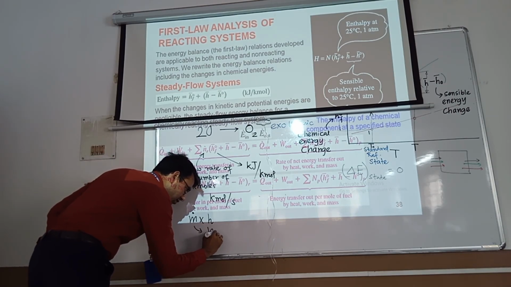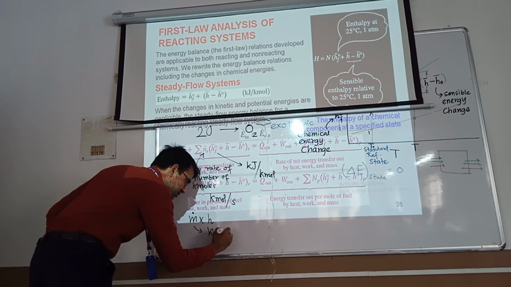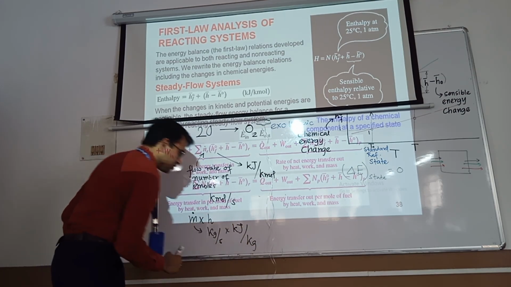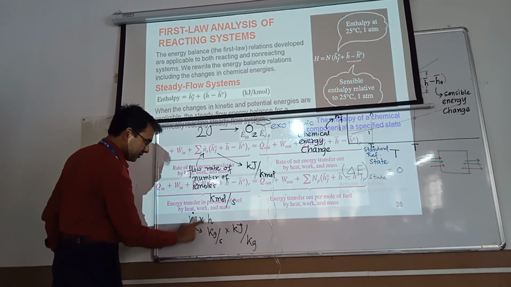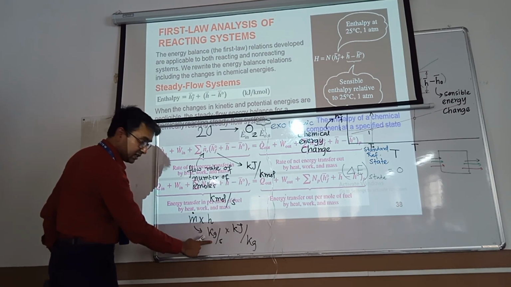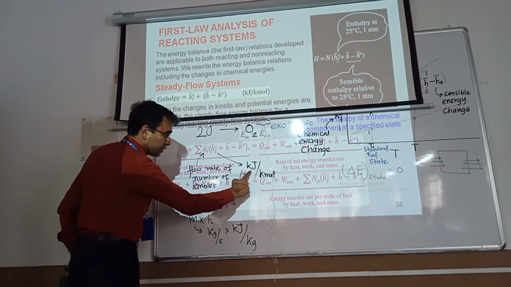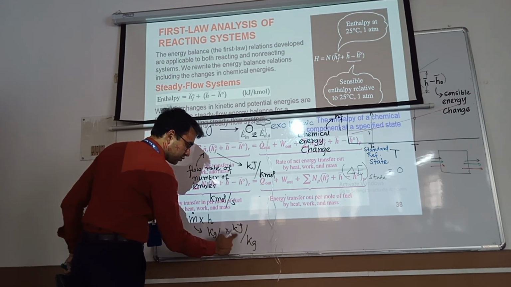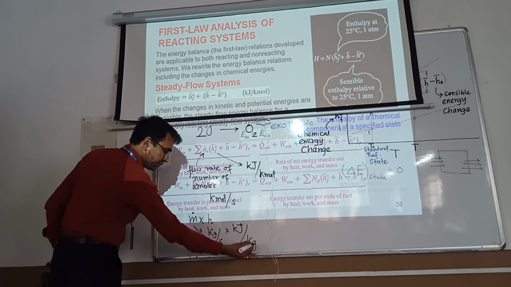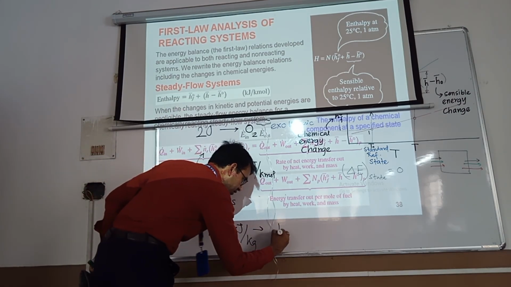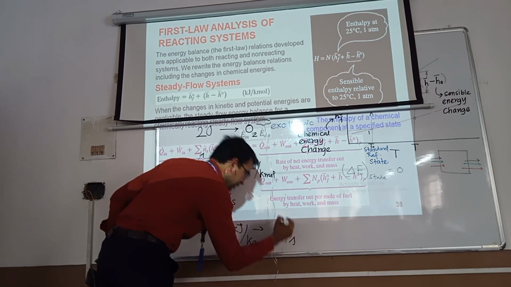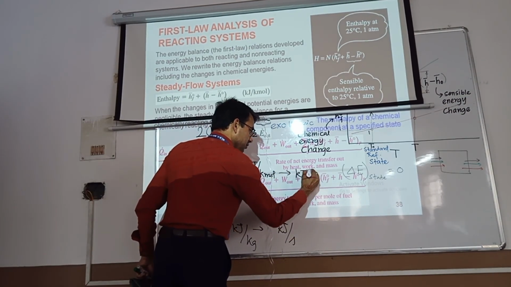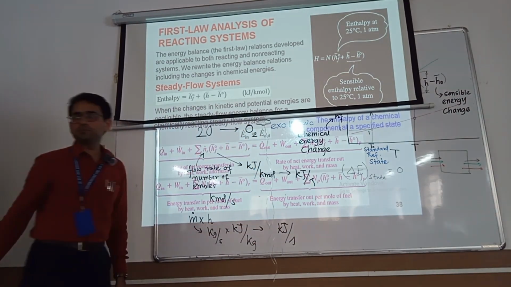kg per second, and this is kilojoule per kg. So here you see that instead of kilomole per second it is kg per second, and instead of kilojoule per kilomole, it was kilojoule per kg. So kg and kg will cancel, it will make it kilojoule per second, and these two will make it again kilojoule per second. Both are same, right?